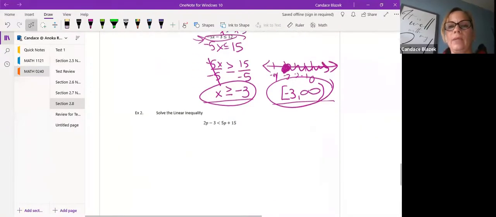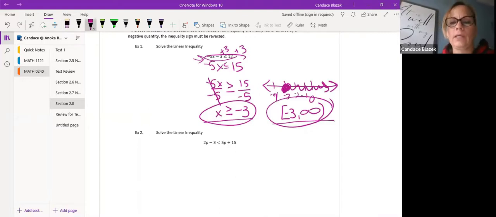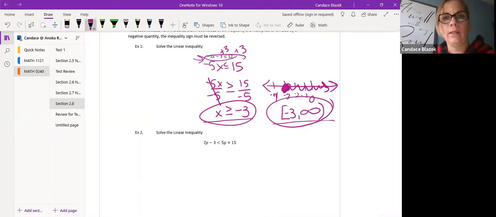So the last example we have for our day. Solve the linear inequality: 2p minus 3 is less than 5p plus 15.